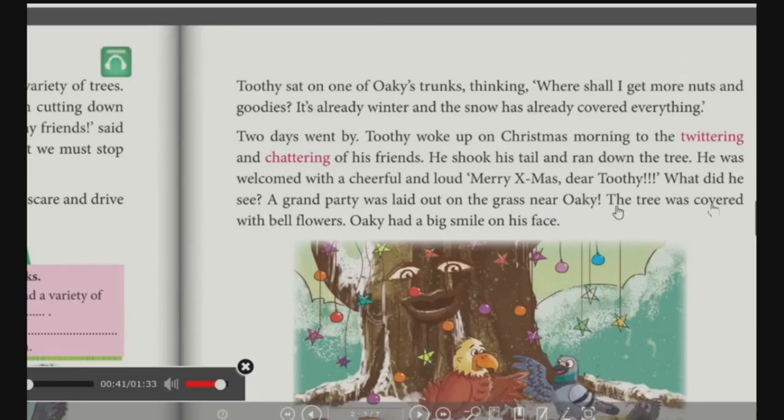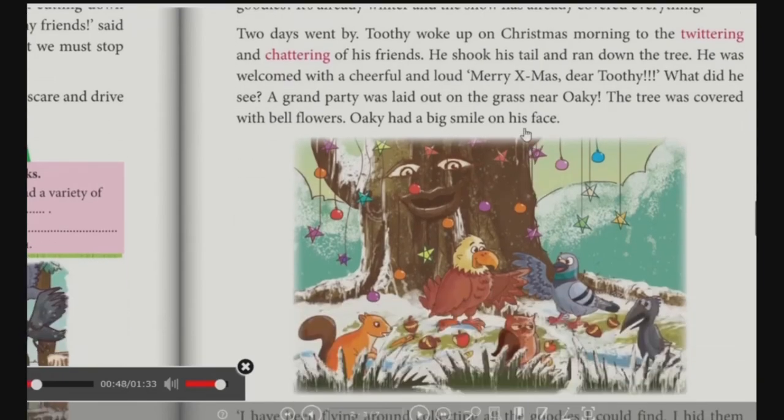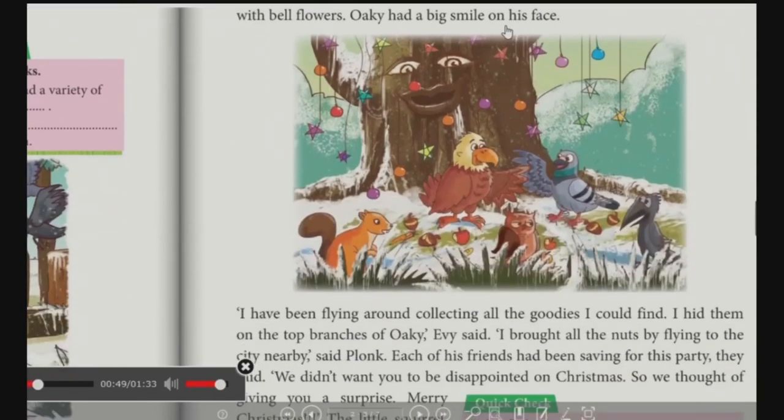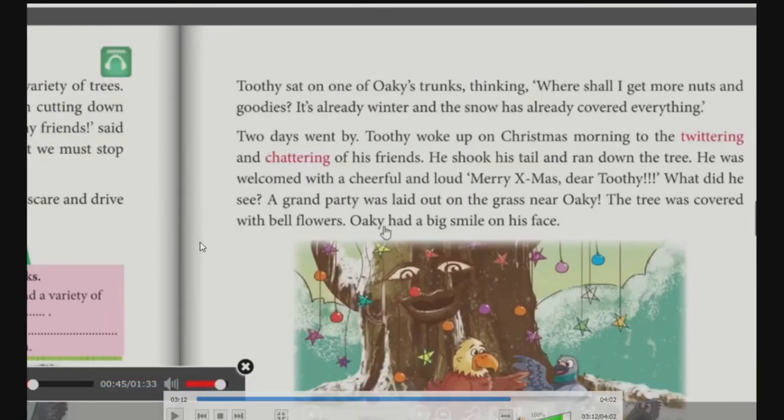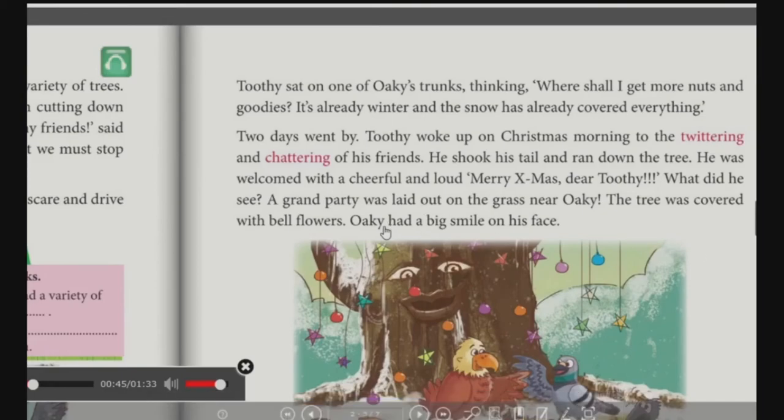The tree was covered with bellflowers. Oaky had a big smile on his face. In the other video, I had showed you examples of bell flowers. The tree was covered with bell flowers. You can see over here also there were a lot of decorations, and Oaky had a big smile on his face.